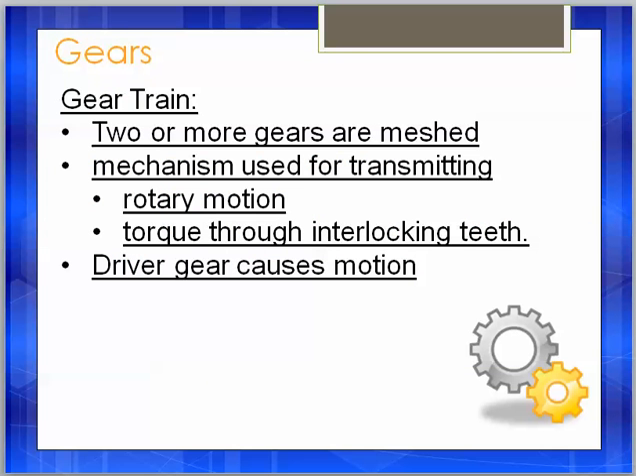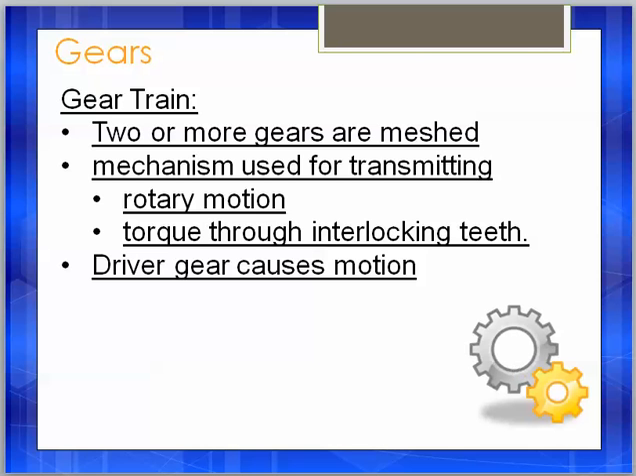Gear train. A gear train is when you have two or more gears meshed. Down here is a good example of a gear train. They've got two gears down here that are meshed together. It's a mechanism that's used for transmitting, as we've already said, rotary motion or torque through interlocking teeth. There is a certain amount of torque that's being transferred from one set to the other set of teeth.